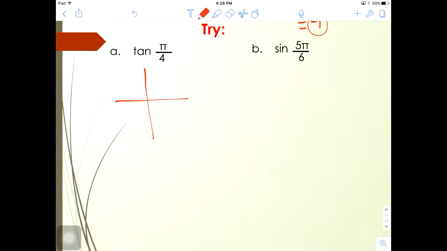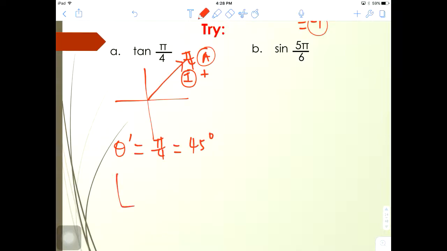Pi over 4 is actually in the first quadrant. So here is the angle pi over 4. It is in quadrant 1 where everything is positive, right? All are positive. So quadrant 1. And it is 45 degrees, by the way. So the reference angle is the angle itself, which is pi over 4 or 45 degrees. So I'm going to draw a 45, 45, 90 again, so then I can find the value. And this is 1, 1, radical 2.